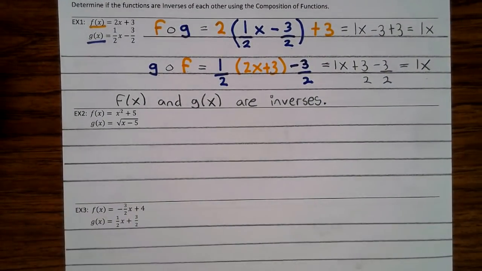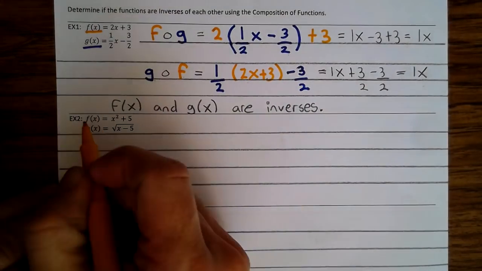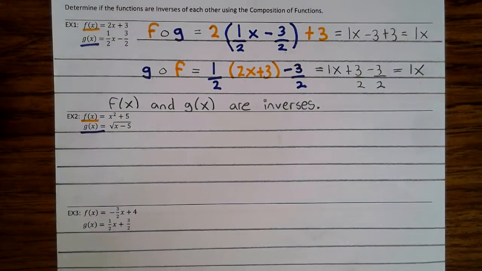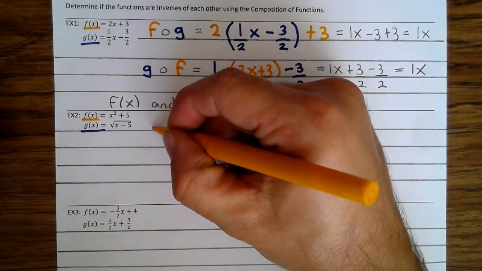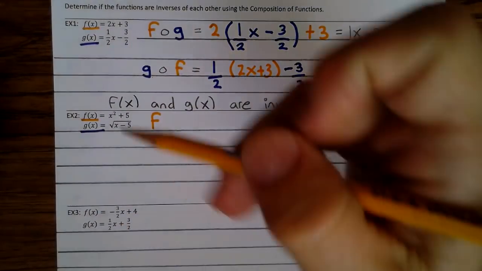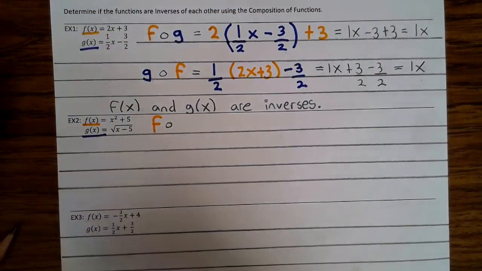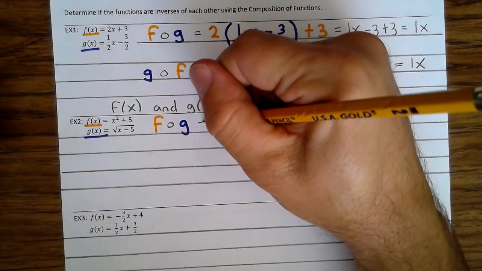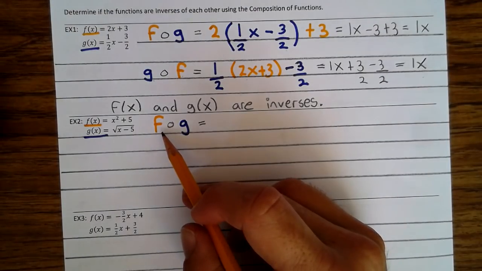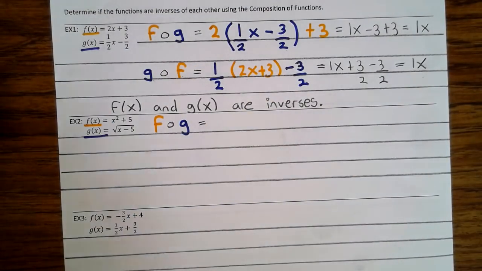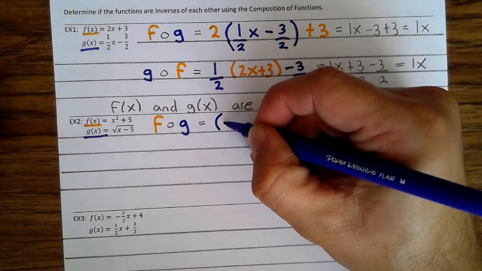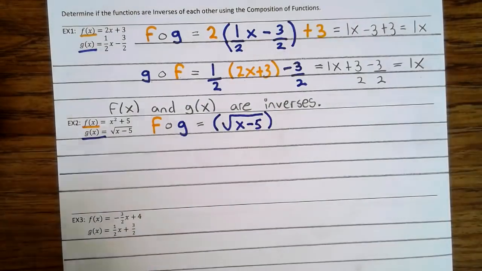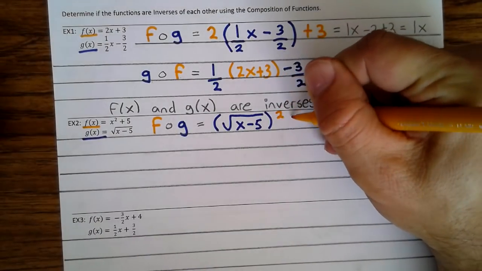All right, so now let's look at example 2. And again, to stay consistent, I'm going to do f of x in yellow and g of x in blue. All right, so let's do f of g equals, so now we're putting the function g of x in for x in f. So that is parentheses, the square root of x minus 5, squared, plus 5.